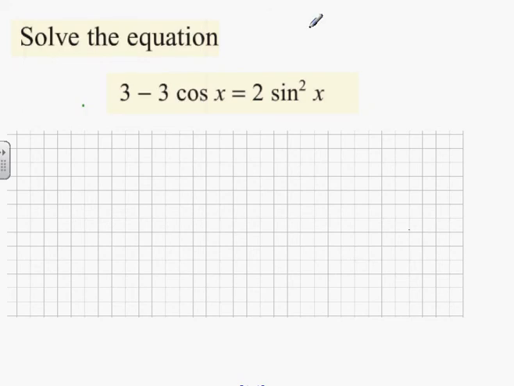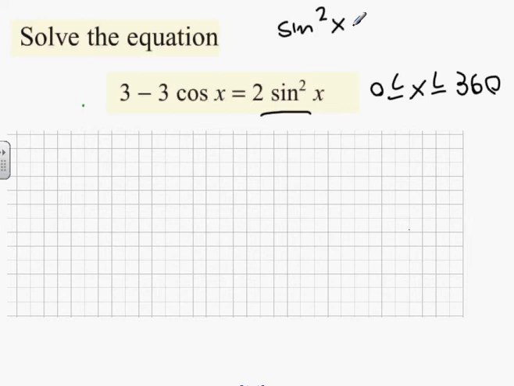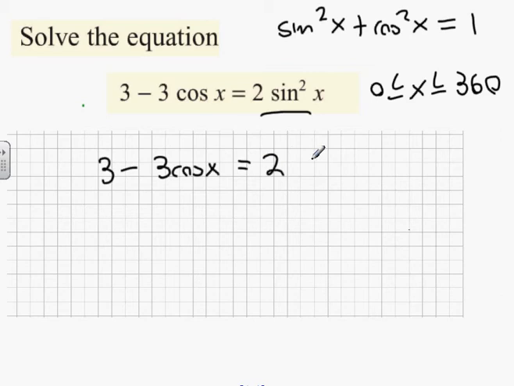Okay, solve the equation. So we're going to solve this equation here, for 0 less than or equal to x less than or equal to 360. The one thing to remember is you have cos and sine. Now there's an equation called sine squared x plus cos squared x equals 1. If I had nothing but cos in this equation, I'd be able to solve it like a quadratic.